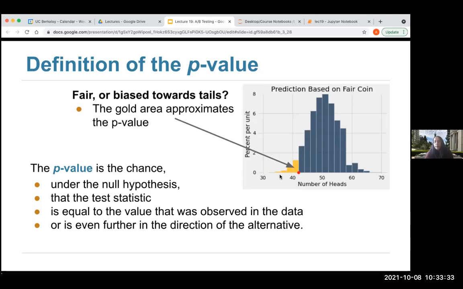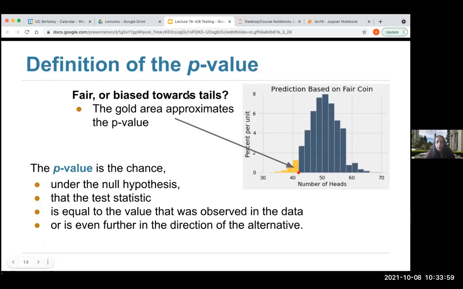And how do I know to go left? Because the alternative says small numbers of heads in this particular instance, right? In whatever other test you're doing, you will have to decide what is the right direction for the alternative. So it's if this chance is compared to 5% or 1% to see if it is small. And that is how conventionally the decisions are made.